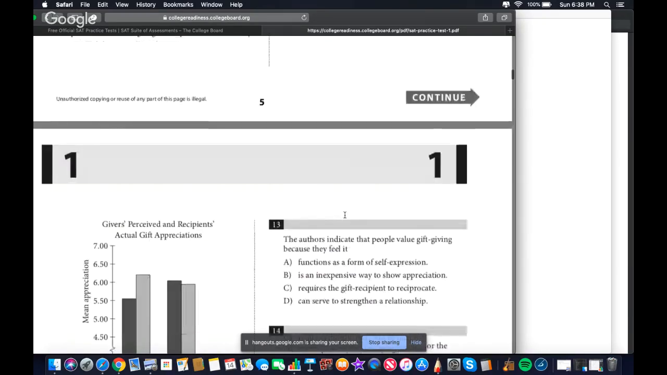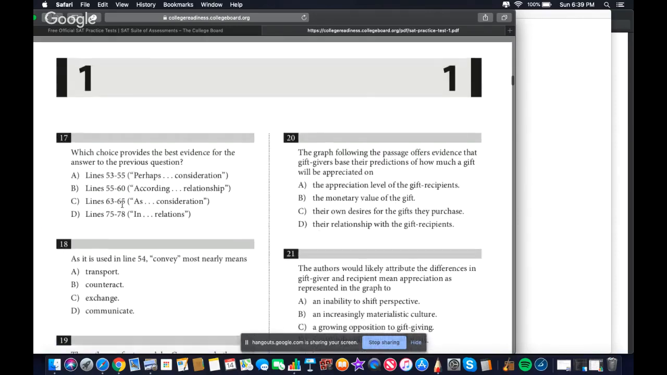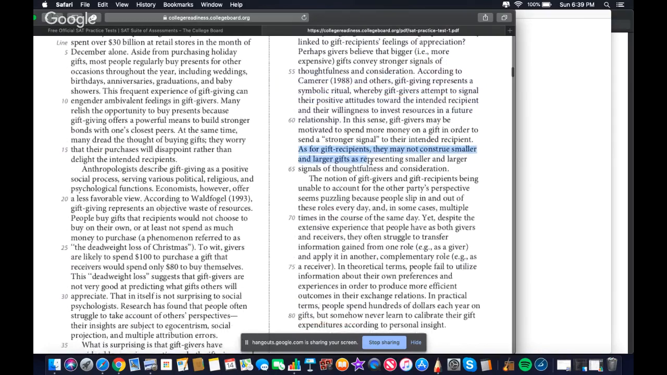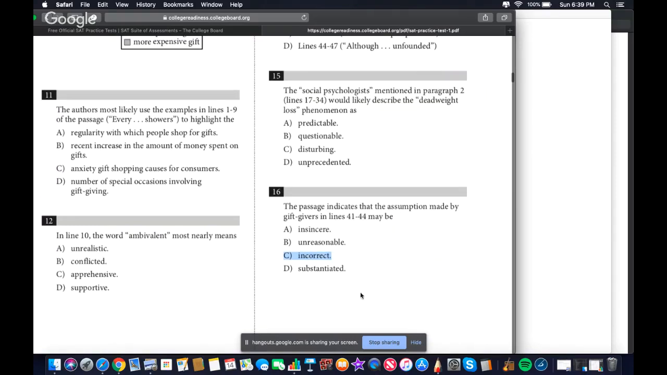But we keep going, because the last one I skipped over because the rest of it would have been fairly easy. In most cases, I'm going to read all of my options. So 63 to 65. Does this talk about the assumption? Remember, I own that idea, the assumption that gift givers think bigger gifts are better. Well, look, this talks about the assumption, right? The smaller and larger gifts representing smaller and larger thoughtfulness of consideration. And they don't think this. Gift recipients don't think this. Well, that would map exactly onto incorrect, right?